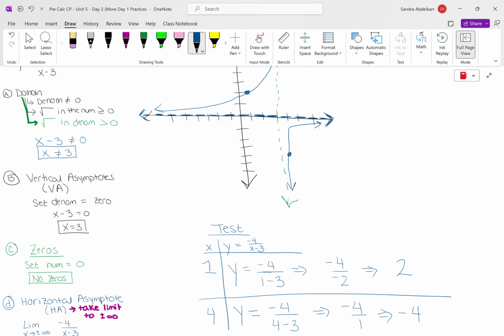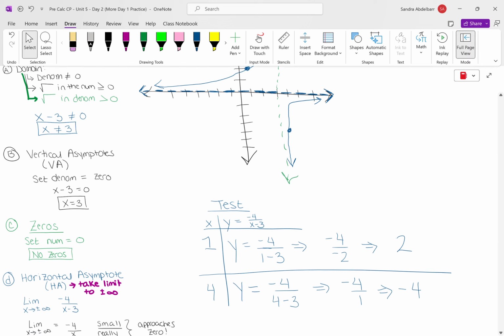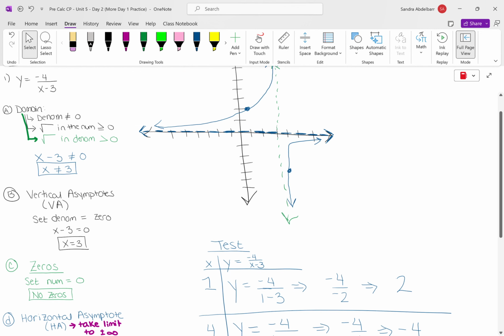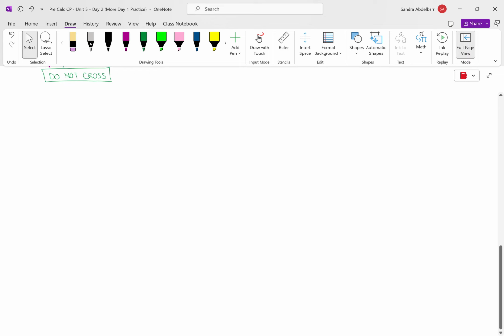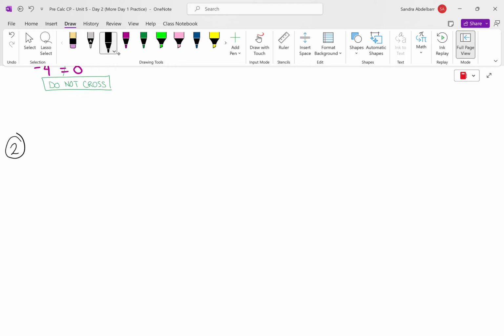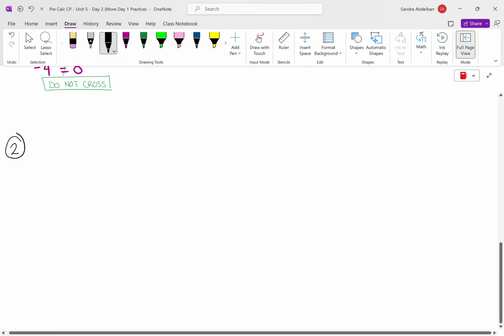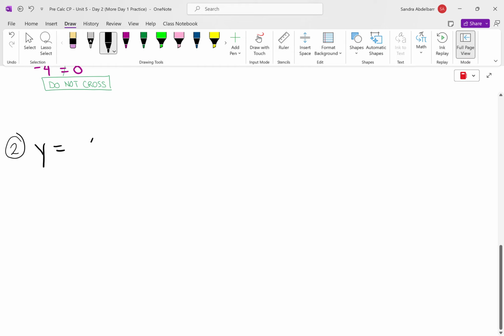We ready to try another one? Anybody still copying? No? Okay, let's try another one. So it's not hard, it's just a lot of prep work. So now let's say we have y equals x over x plus 4.